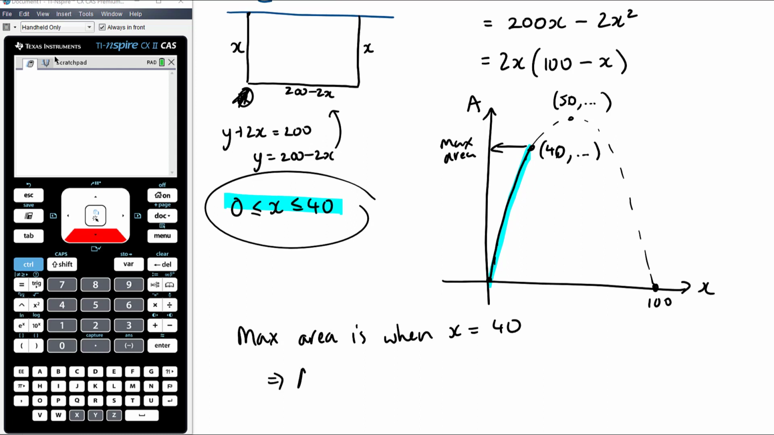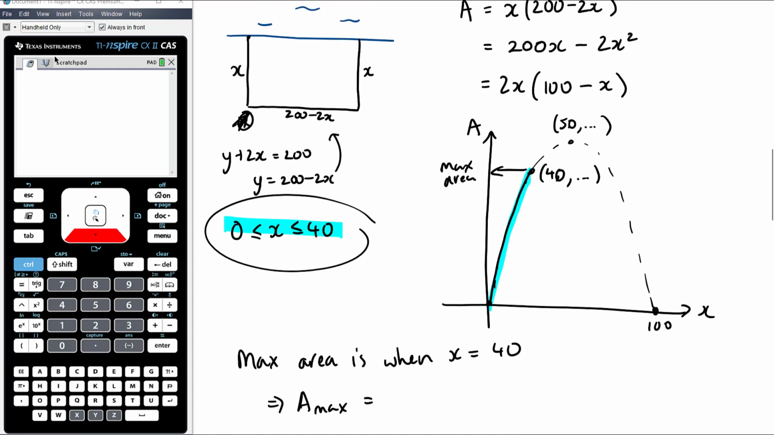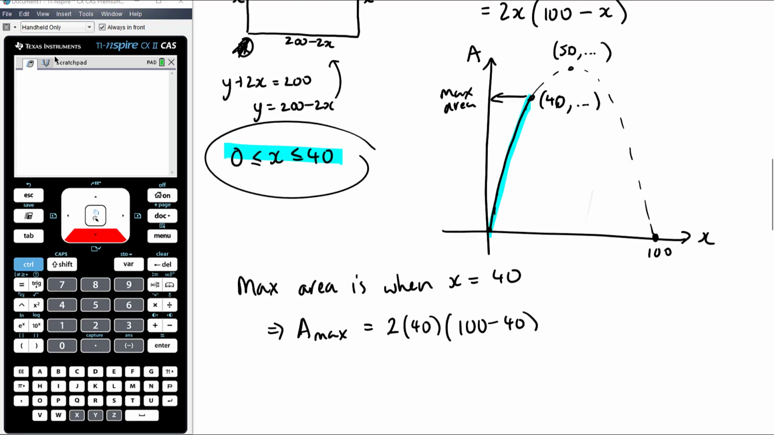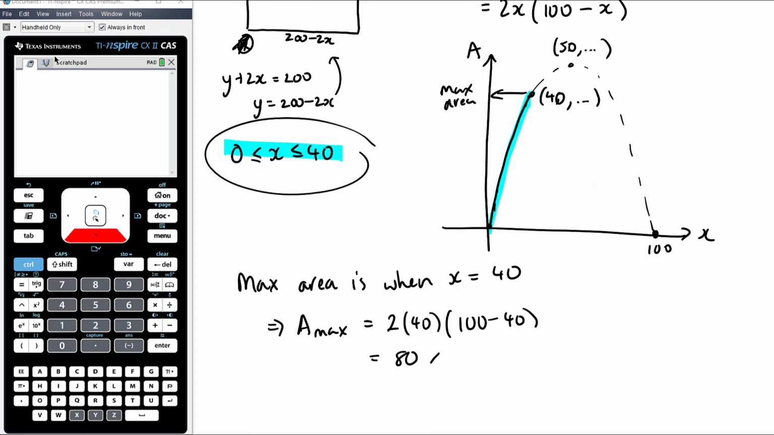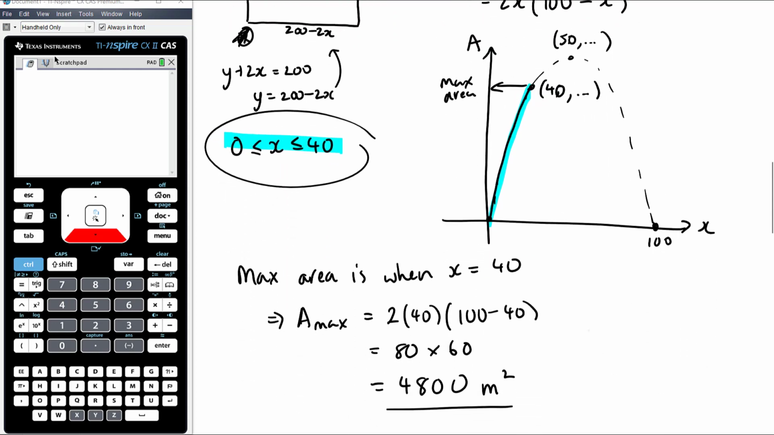So that means that area max is, let's put 40 into our equation. I don't mind which one we go into. I might go into the last one. So it's going to be 2 times 40 times 100 minus 40. So that's going to be 80 times 60. So 6 8s are 48 and 2 zeros, so 4,800 meters squared is the maximum area that I can fence.